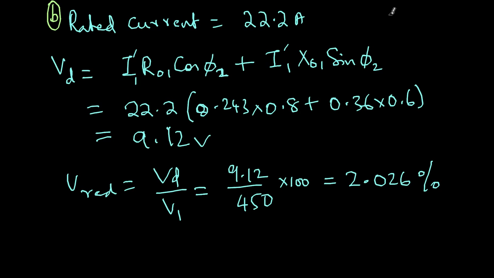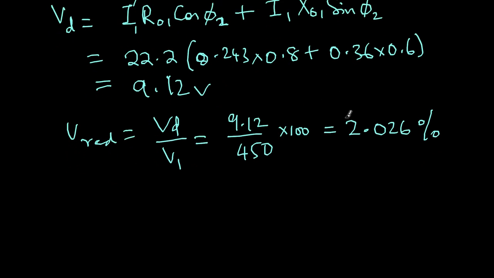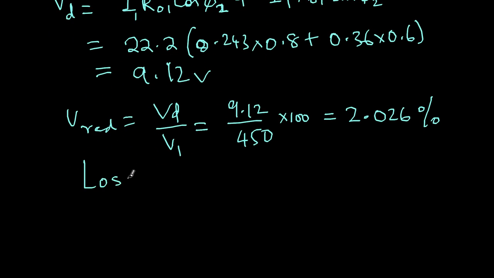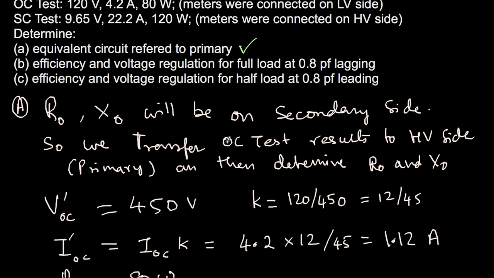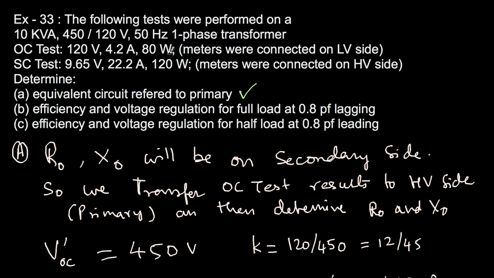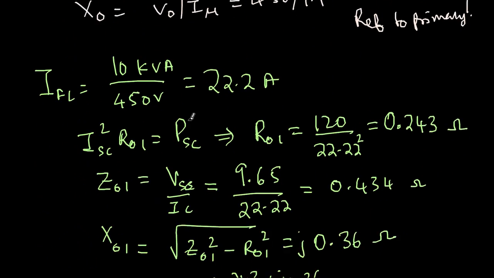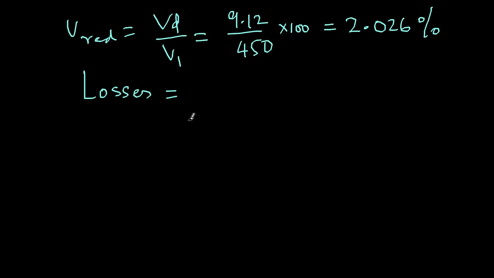Now coming to efficiency. For efficiency, first of all I should know the losses. The good thing is, because this is all the losses at full load, whatever tests we have done will tell me that itself. So copper loss is 120 watts under short circuit, and iron loss is 80 watts. So the losses I know from the SC test and OC test at full load. So that is 80 watts plus 120 watts, so that is 200 watts.